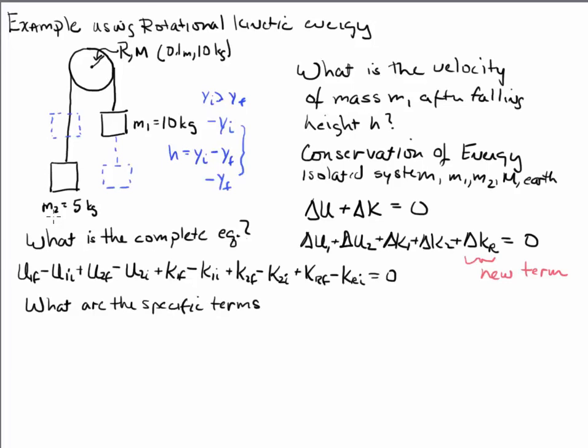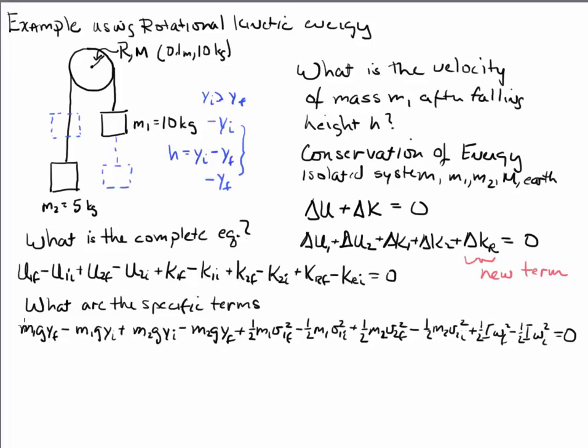Now we want to put in the specific terms for each one of those terms cited above. And of course, as you see, the potential energy of mass 1 final is m1 g yf, and initial is m1 g yi. And we have each one of the terms listed out for the change in potential energy of mass 2, the change in kinetic energy of mass 1, the change in kinetic energy of mass 2, and at the end we have the change in rotational kinetic energy.